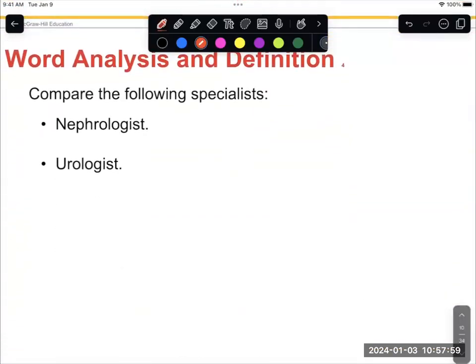So nephrologist, nephro, that combining form, it means kidney. So that nephrologist is somebody who specializes in diseases and disorders of the kidney. Urologist. By combining form, uro means urinary system. So a urologist is someone who specializes in diseases and disorders of the urinary system.